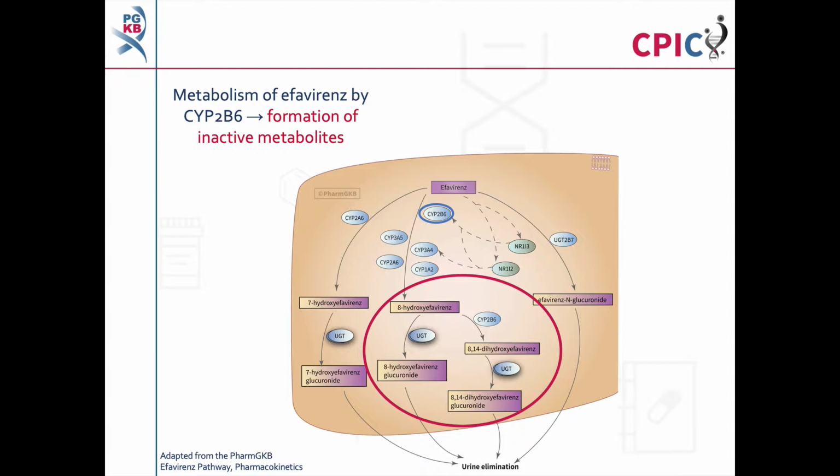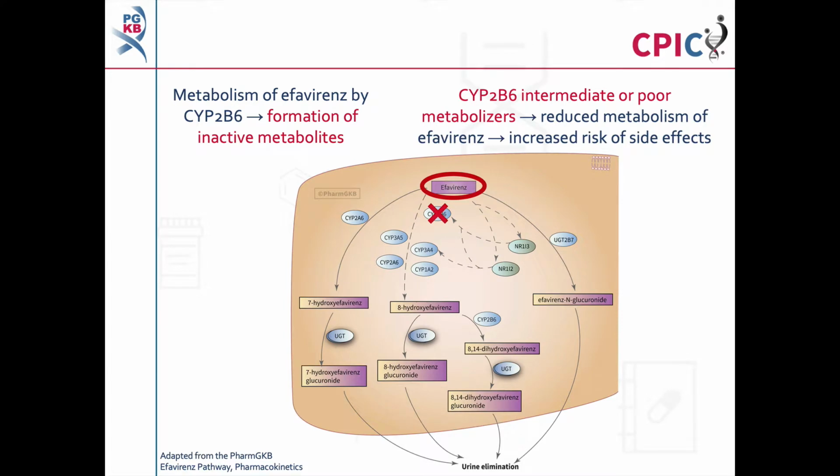The magnitude of efavirenz autoinduction is highly variable and can be affected by the presence of different CYP2B6 alleles. In CYP2B6 intermediate or poor metabolizers, the metabolism of efavirenz is decreased. This increases plasma concentrations of efavirenz and puts the patient at an increased risk of developing efavirenz-induced side effects.